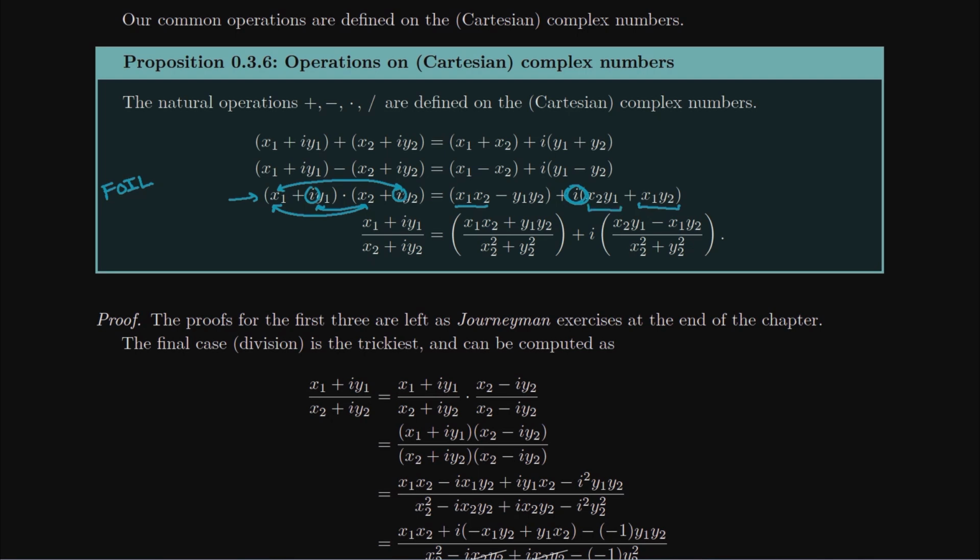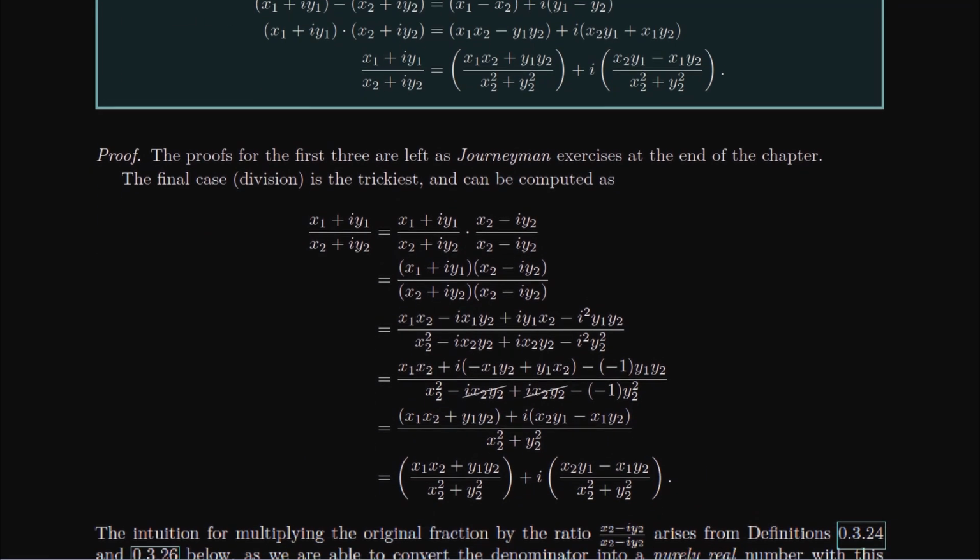If I look at the last terms, I get two copies of i, because both of them have i's with the y's. I get i squared, and keep in mind i squared is -1, so there's actually a -1 in front of the multiplication of y1 and y2. So that's where those multiplication terms come from, and the division term is even trickier than that.